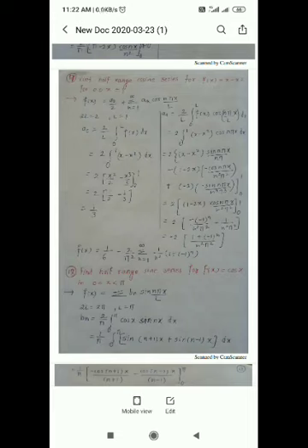Cos, not nx, cos n pi x, because L is 1. Cos n pi x is missing here. Okay. Thank you.